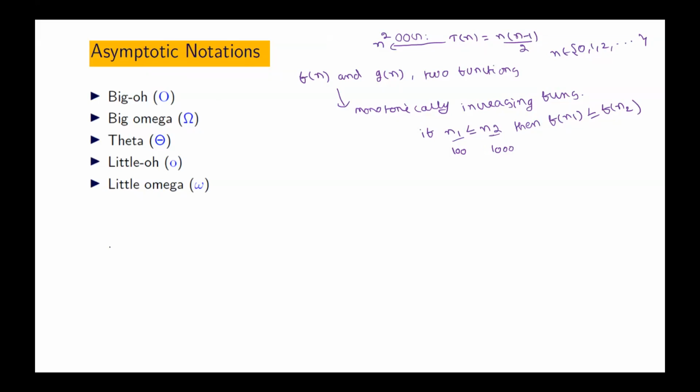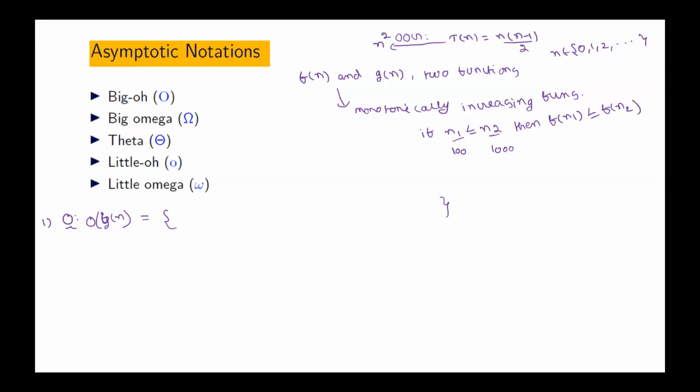Then what is big O? First, I will give you informal definitions of these asymptotic notations. The first one is big O notation. What is big O of g of n? First of all, it is a set. Now, the next question that comes to our mind is what are the elements of this set?